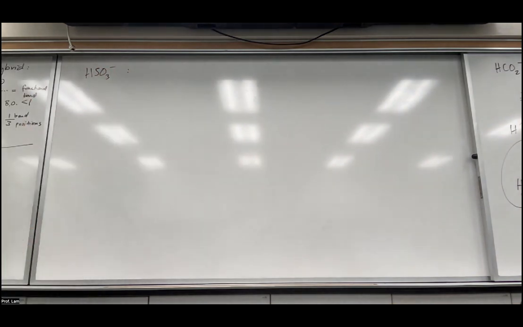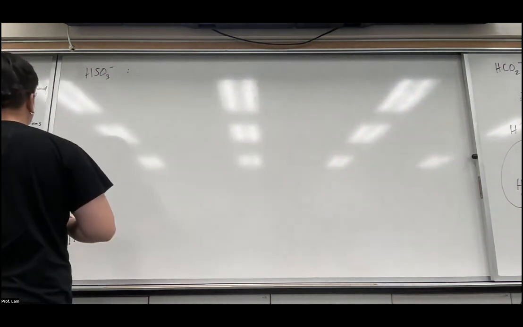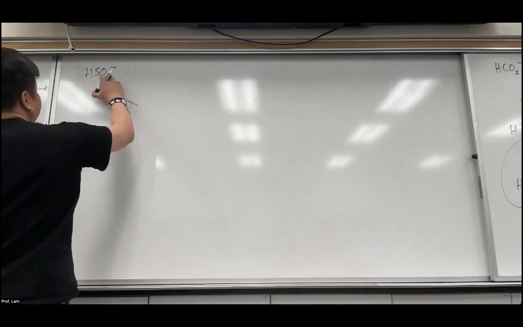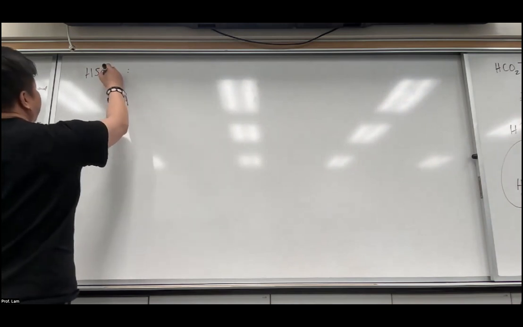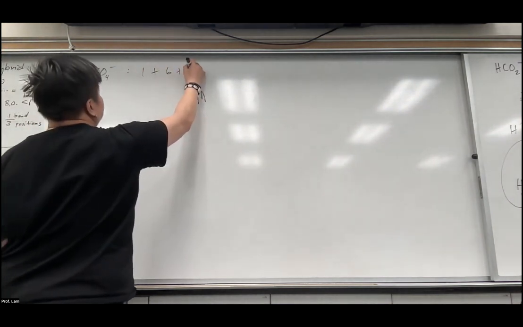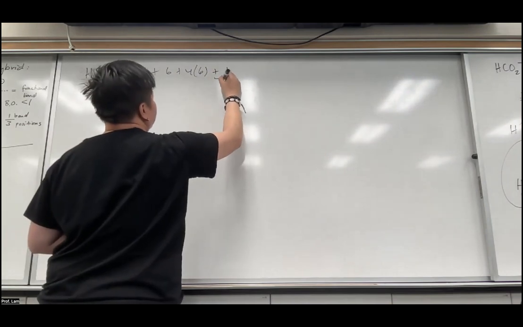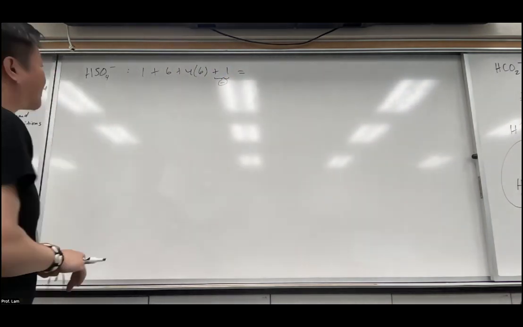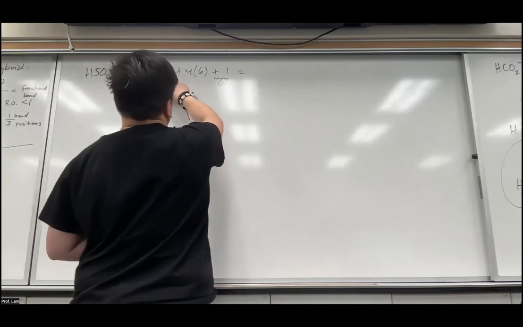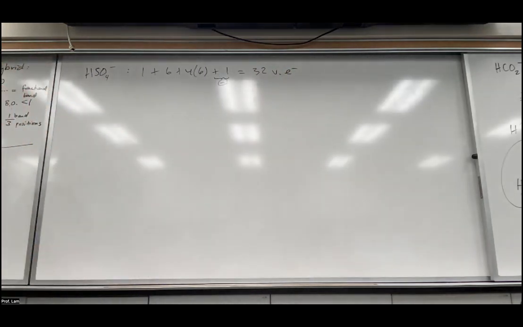Let's do HSO3 minus, or no, let's make it more interesting. Let's do HSO4 minus. Valence electrons: 1 plus 6 plus 4 times 6, and then the negative charge plus 1, right? It's 32 valence electrons together, right?